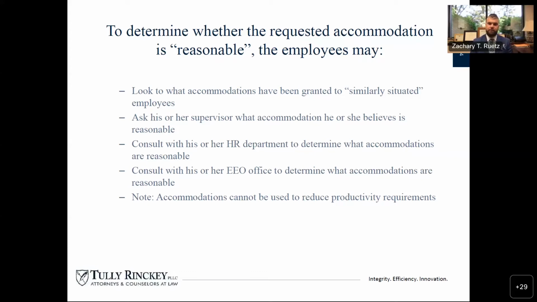One really important thing to note here, and something that comes up a lot in litigation and in EEO complaints, is that accommodations cannot be used to reduce productivity requirements. Those might be statistics or standards in your performance evaluations. An accommodation can't be used to reduce those.